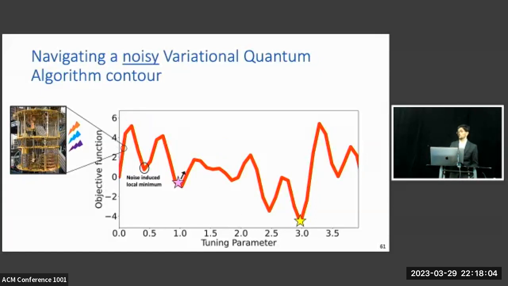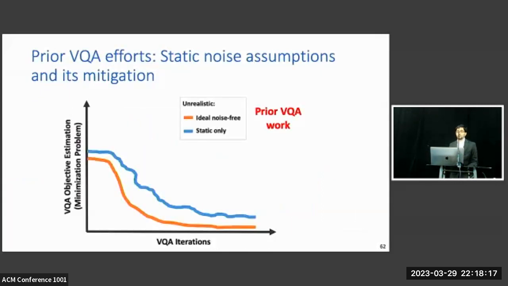There are multiple solutions to navigate this. For example, you can find good initialization, which is the work I spoke about yesterday. But even after you find good initialization, the contour might still be pretty noisy, and so you want to reduce the effects of noise. This is, of course, not a new challenge. People have been working on different noise mitigation approaches to reduce noise.